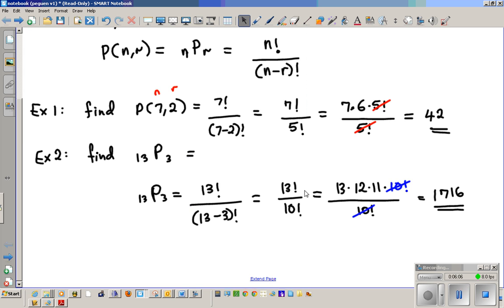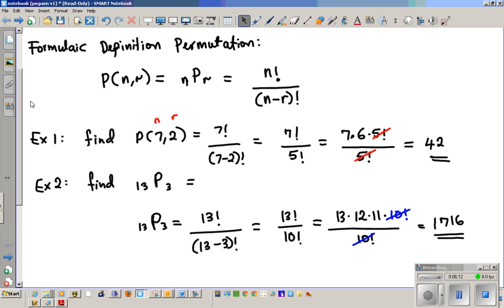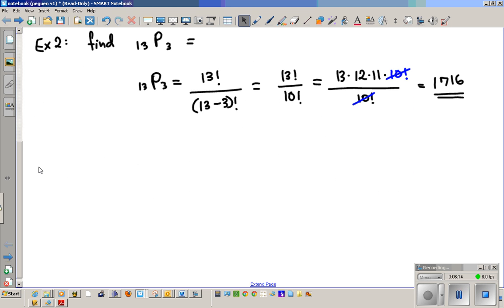Alright, now let's move on to the formulaic definition of combination. Okay, so write this down. Formulaic definition of combination.